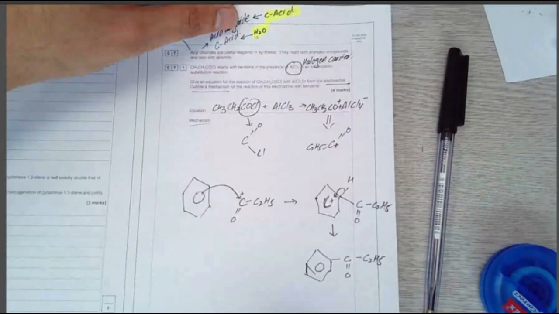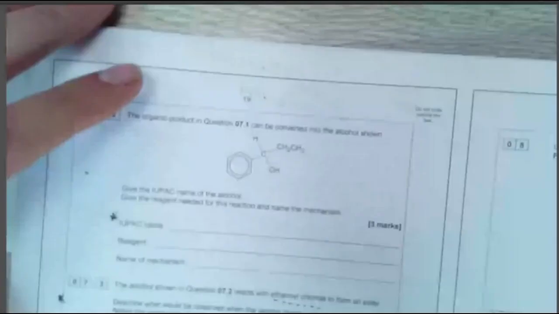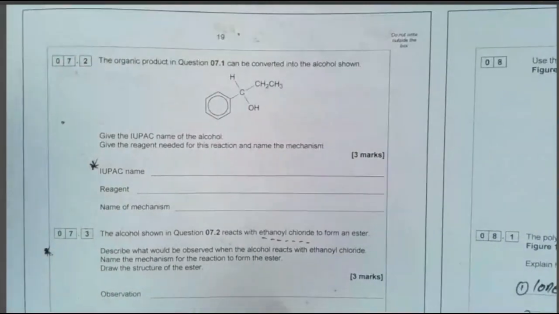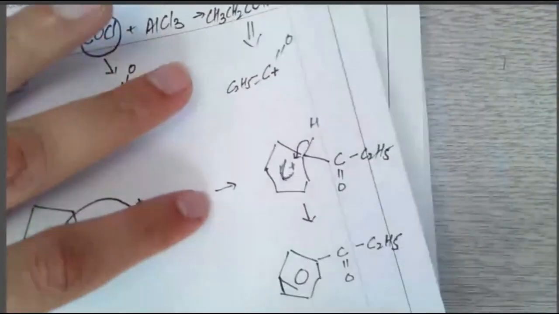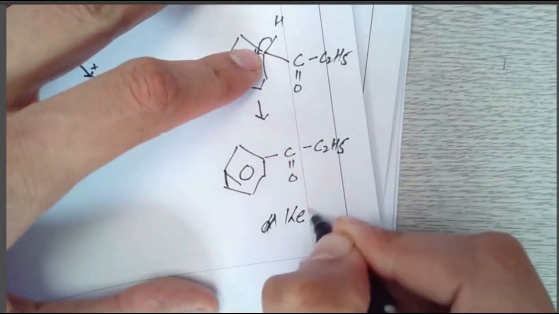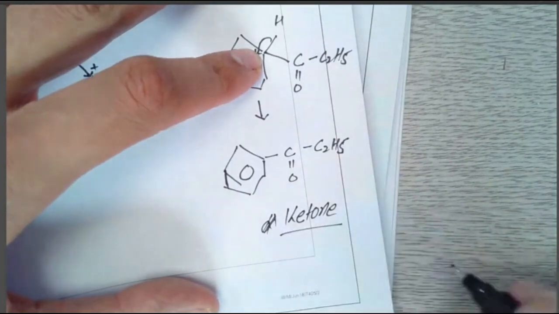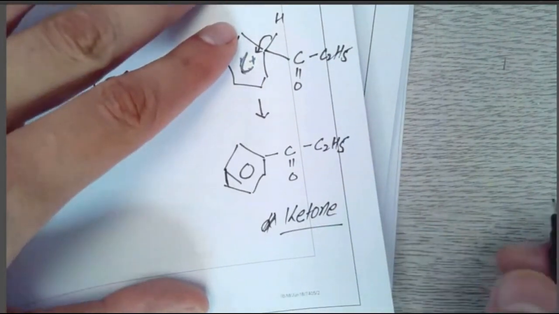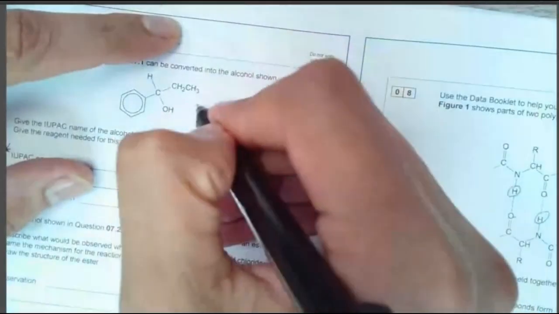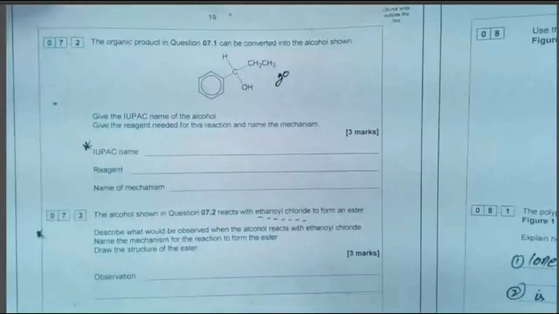Instruction here. The organic product in question 7.1 can be converted into an alcohol, shown below. So what they've done is, this is my aldehyde. We can make a note here: no aldehyde, this is my ketone. If it's a ketone, I can reduce it. If I reduce it, then it will change into a secondary alcohol, and that's what we have here. This is my secondary alcohol.